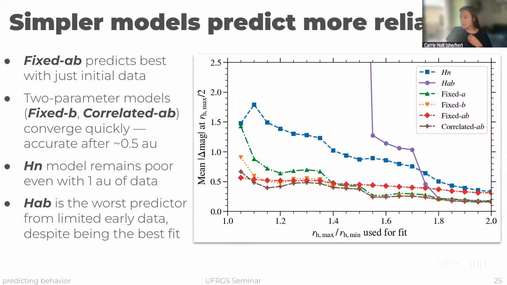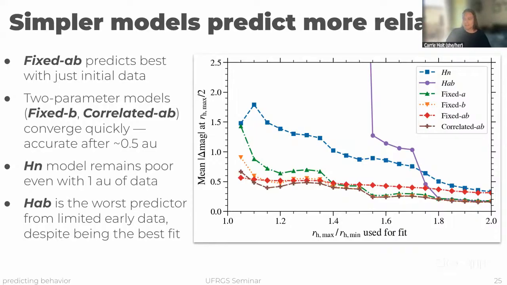So in this figure, the bottom is the range of distance used for the fit, and the y-axis is the mean difference in magnitude at this far right point where the ratio is 2. So essentially, if we project using just this amount of data out to where the ratio is 2, so the minimum is half of the maximum, what is the difference between the real data and the projected data? I hope that makes sense. It's a little hard to explain.